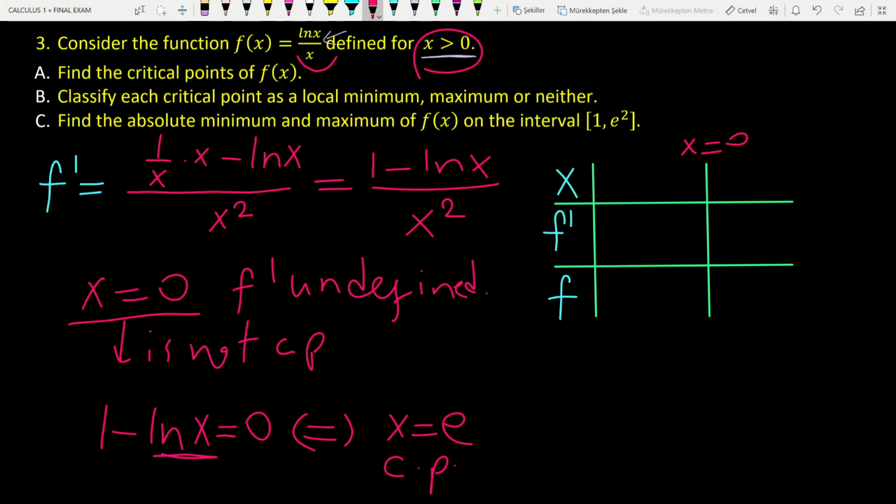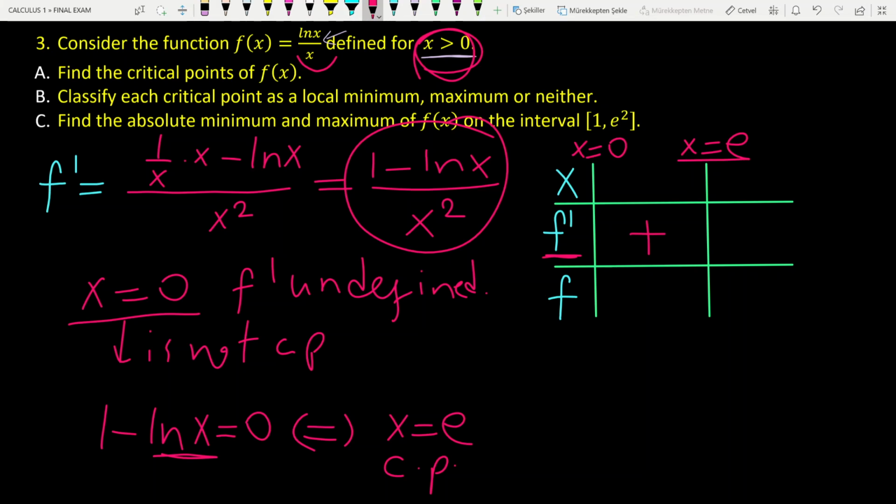Let me write down e here. I want to prepare a related table to understand the extrema of the functions and the intervals of the functions where it increases and decreases. So we need to find the sign of f prime. When x is smaller than e, you see that f prime is positive. This is f prime. Of course, x starts from 0, not minus infinity, by the domain of the function. If x is in between 0 and e, f prime is positive.